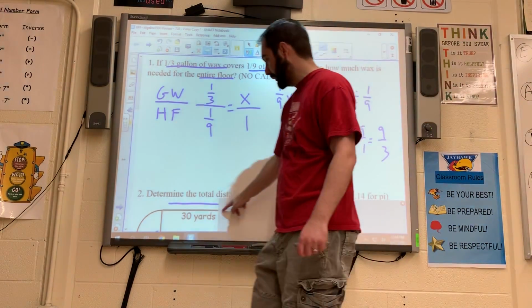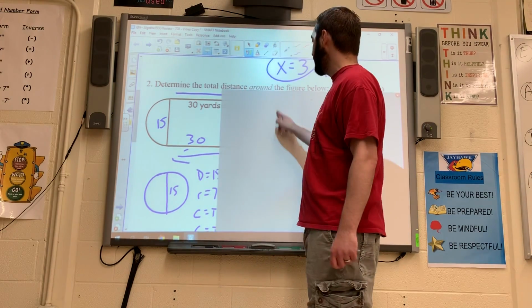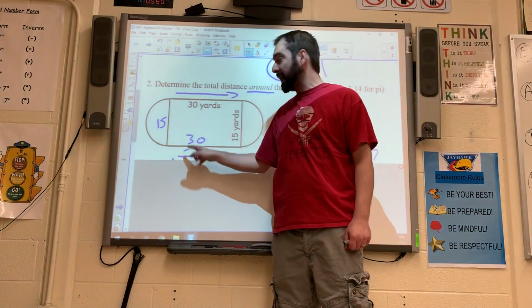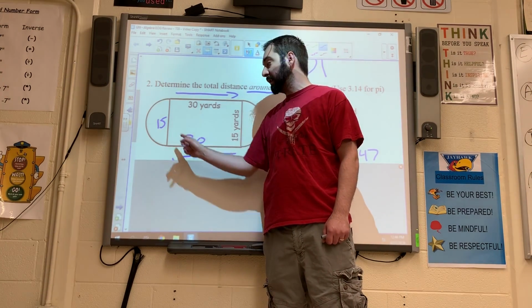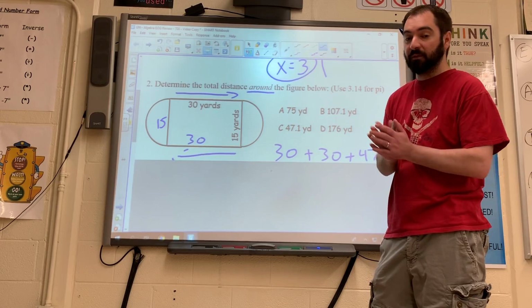Number two, determine the distance around this figure. Okay, well, I know a couple of things. I have some missing sides. The top is 30, so the bottom is 30. The right is 15, the left is 15. Now let's see how we can use that information to solve.